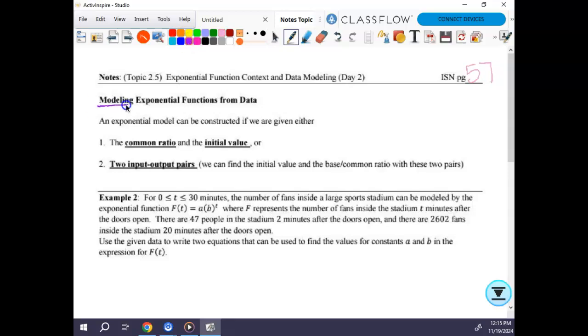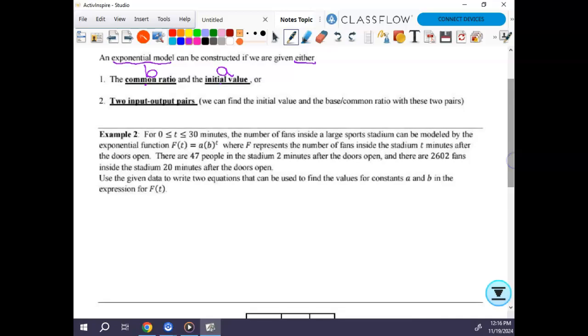And we are modeling exponential functions from data, which basically means we're writing equations from the data that they have given us. Right now we're talking about exponential models, and they can be constructed if we are given either the common ratio and the initial value. So the common ratio is B, your initial value is A, and your equation that goes along with that is y equals A times B to the x. So obviously, if they give you A and B, you substitute them in there and boom, you're done, right?